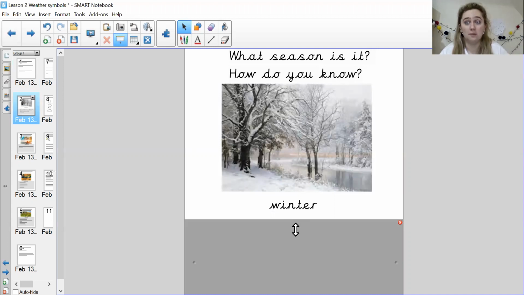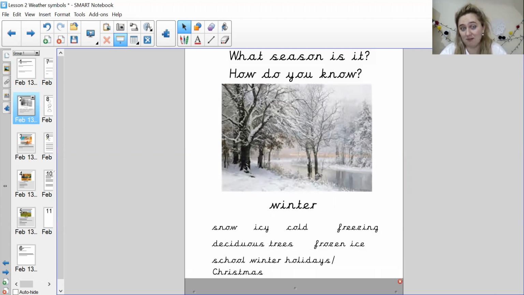Well, it is cold, snowy, icy. You could describe it as freezing. You can see some deciduous trees here, can't you? And they haven't got any leaves on. And we know that deciduous trees don't have any leaves in winter. In winter, we also have Christmas, if you celebrate Christmas, or the winter holidays for school, don't we? So that's how we remember what winter is.